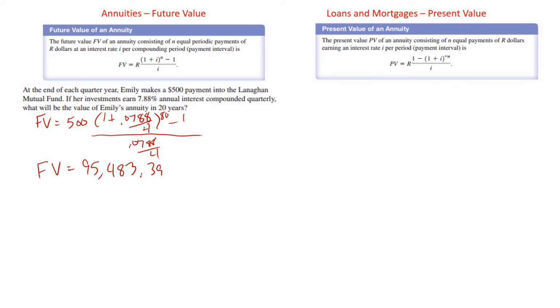And so, that's a lot different than just the interest alone, but remember, she's adding money to this. If you think about it, she's adding $500 4 times a year, so she's adding $2,000 a year for 20 years. That will give her $40,000. If she would have taken that and stuck it in a mayonnaise jar and buried it in her backyard, she'd have $40,000. Instead, she has $95,483. So that's where the annuities and investment can really make a difference.